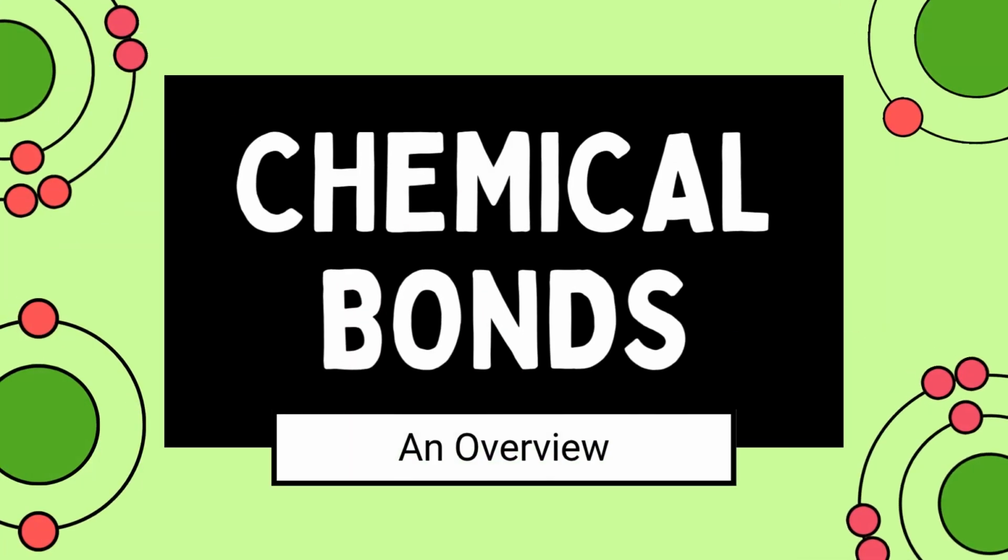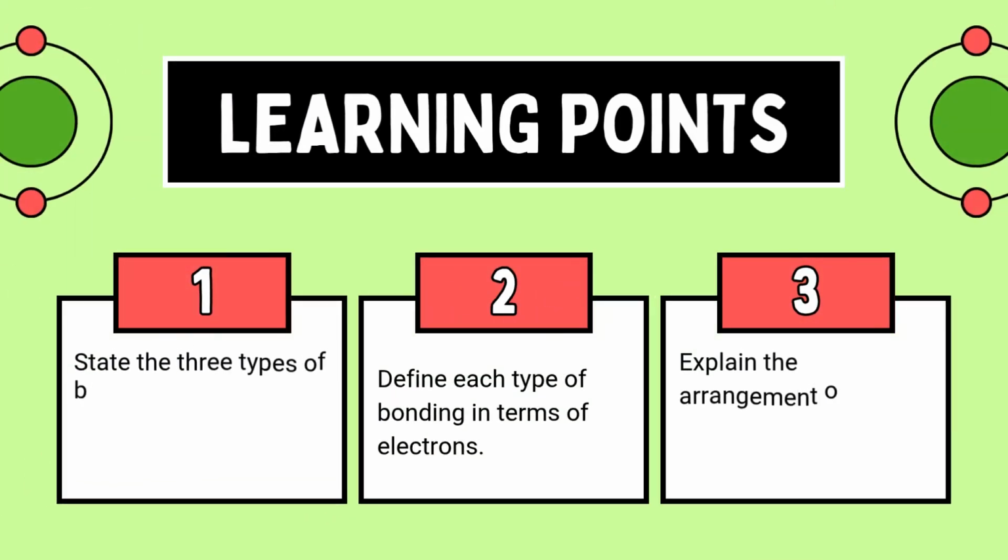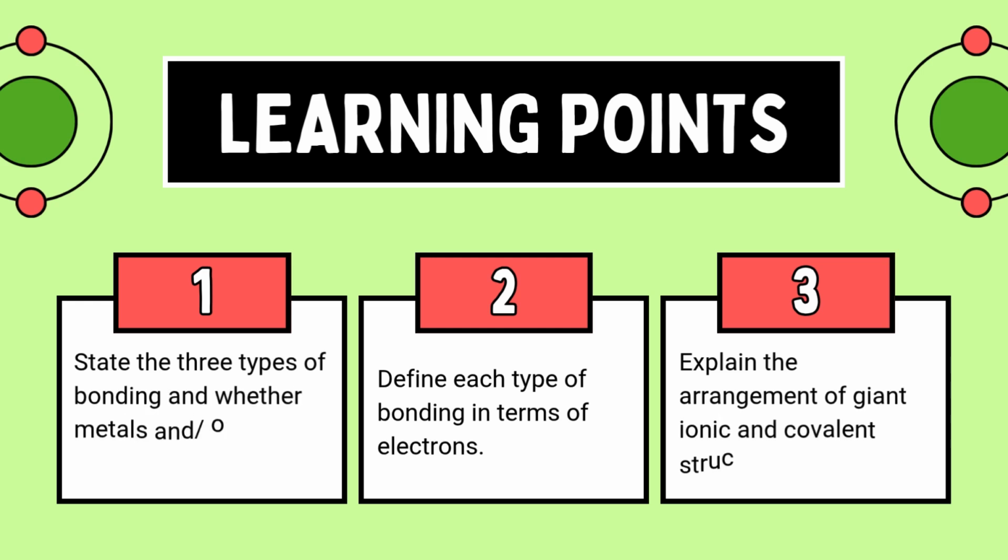Let's know about chemical bonds. Let's learn in points. First, state the 3 types of bonding and whether metals and/or non-metals are involved. Second, define each type of bonding in terms of electrons. Third, explain the arrangement of giant ionic and covalent structures.